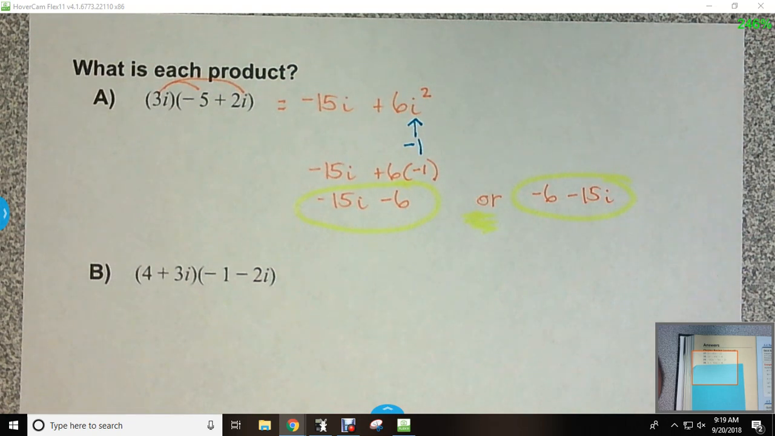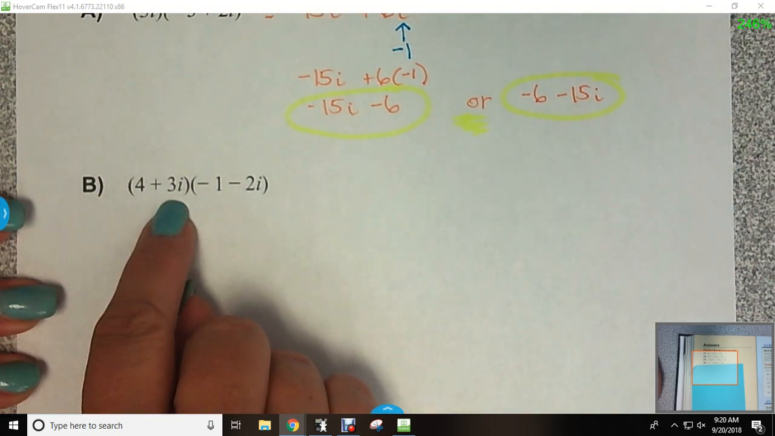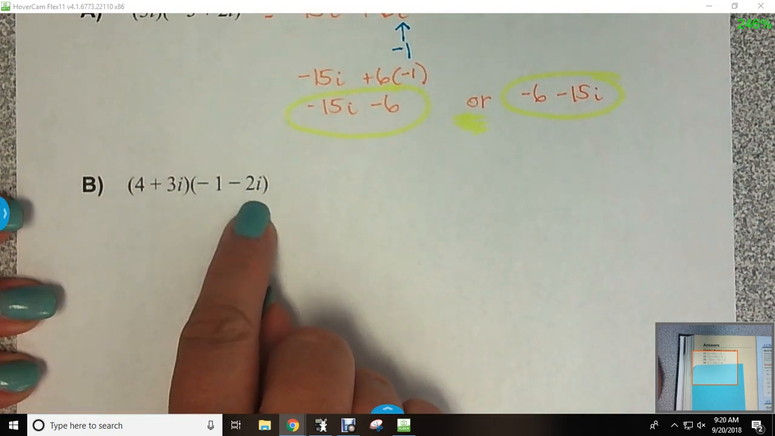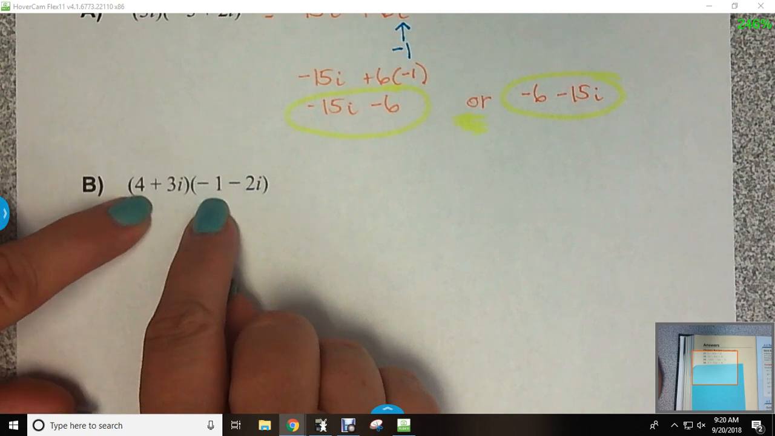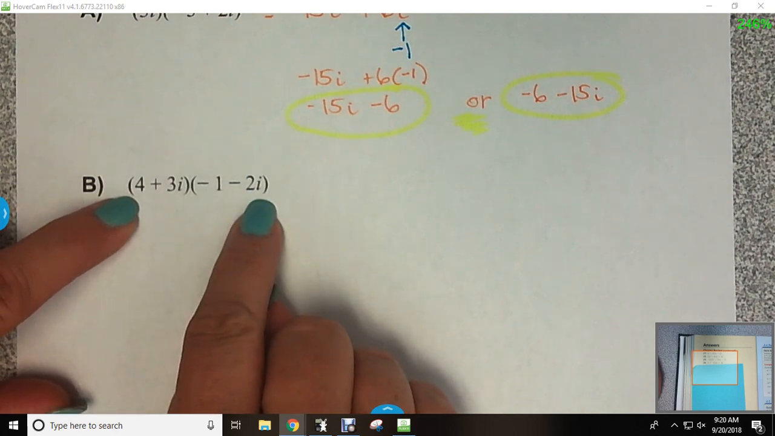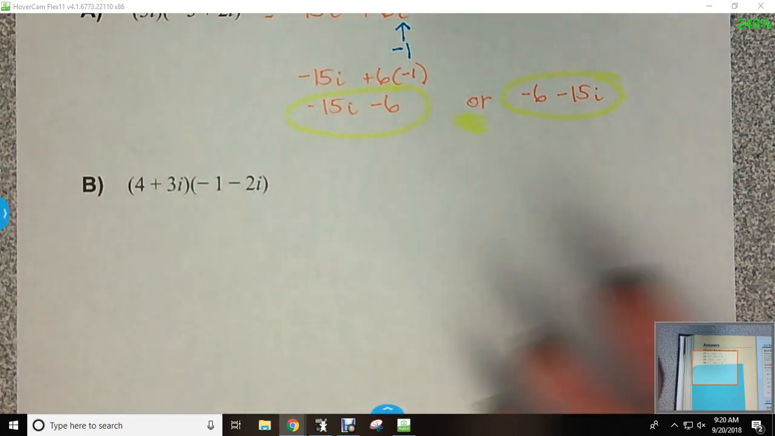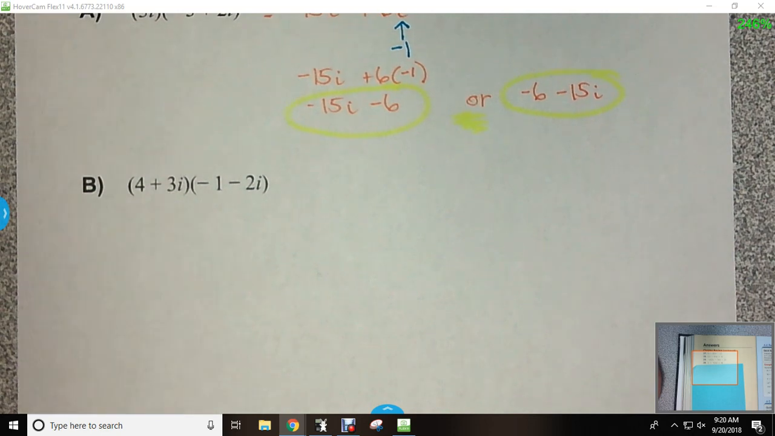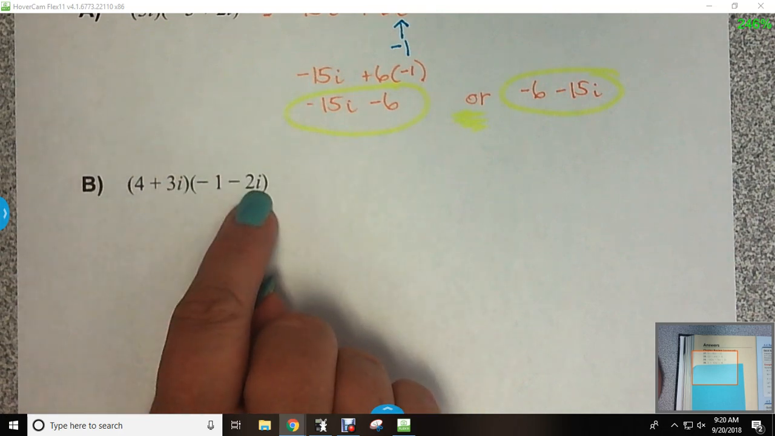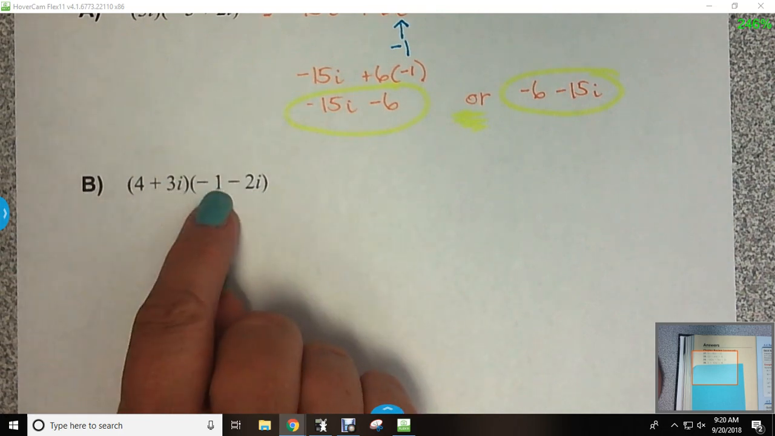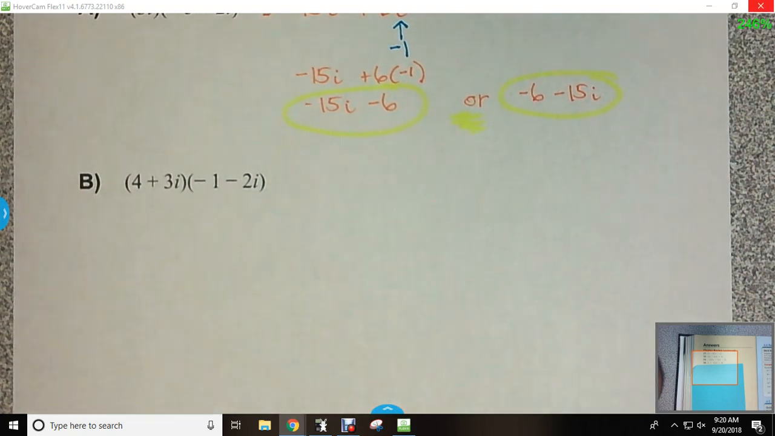Right, so now part B, and this is the last example we've got here. You have a binomial times a binomial. So 2 ways of thinking about this. You can do FOIL, and that's where you multiply the first in each parenthesis, the outside ones, the inside ones, and the last in each parenthesis together and combine like terms. Or if you prefer, you can think of it as double distributive. So we're going to distribute 4 to both of these, and then we're going to distribute 3i to both of these. Either way, you get the same answer, so it's totally up to you.